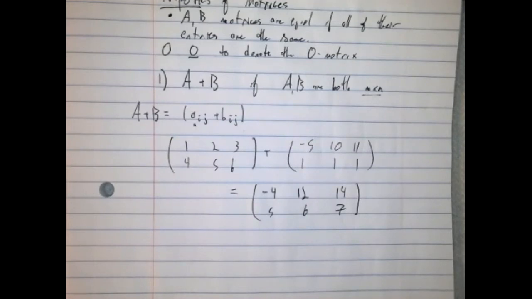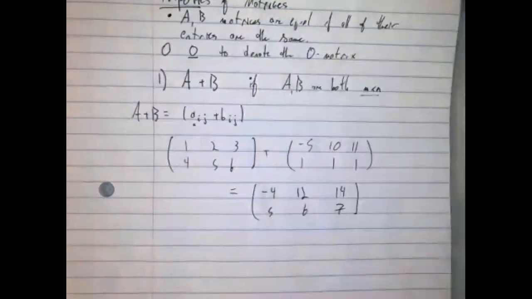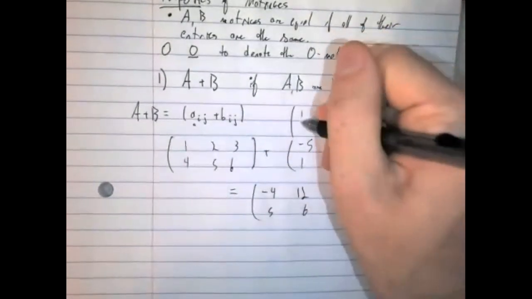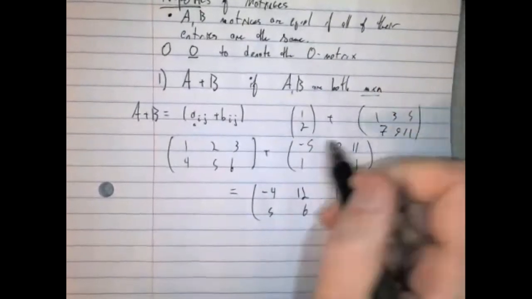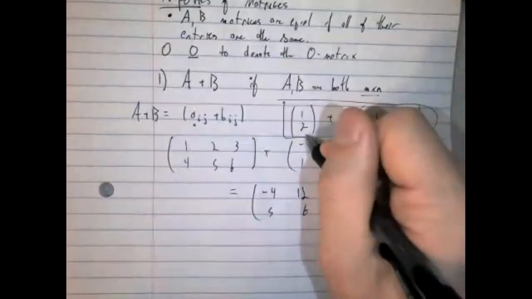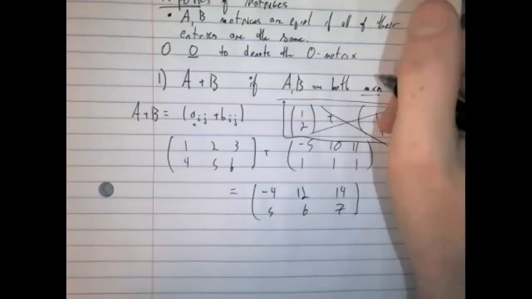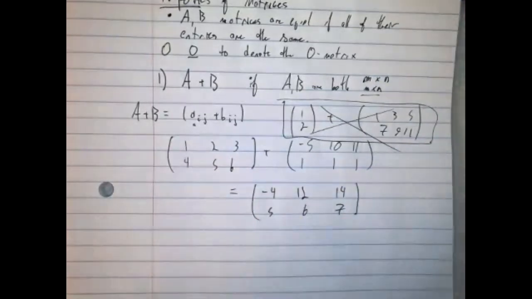Where you say A plus B if A and B are both, what does that word say at the very end? So I'm not allowed to add matrices if they're of different shapes. I can't pretend that I can add a 1, 2 matrix to a 1, 3, 5, 7, 9, 11 matrix. I am not allowed to add these types of matrices together. Both M cross N. M cross N is my way of denoting what the dimensions of the rectangle are.